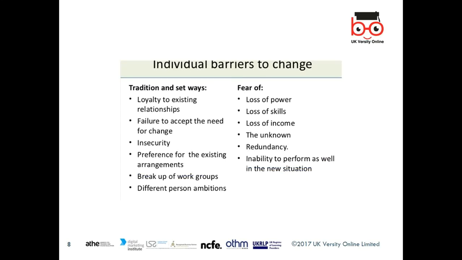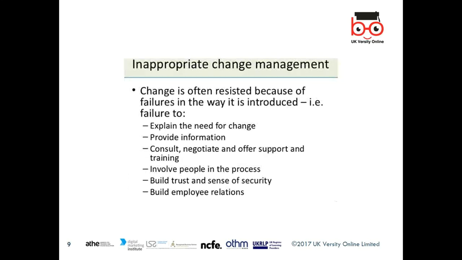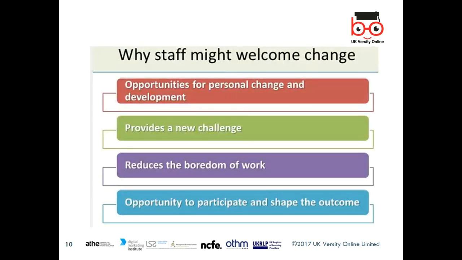Barriers include traditional and set ways, loyalty to existing relationships, failure to accept the need for change, insecurity, preference for existing arrangements, and the break-up of work groups. Different personal ambitions can also be involved: fear, loss of power, loss of skill, loss of income, the unknown, redundancy. People can be made redundant when we make the change, and some may be unable to perform as well in the new situation. So we need to look at how we can cope with them.